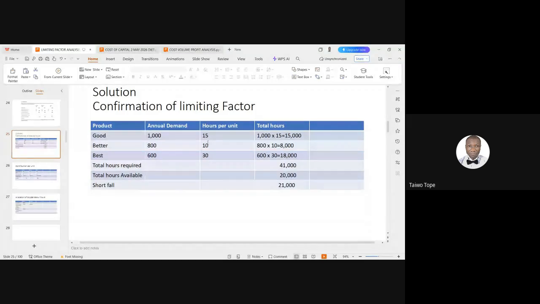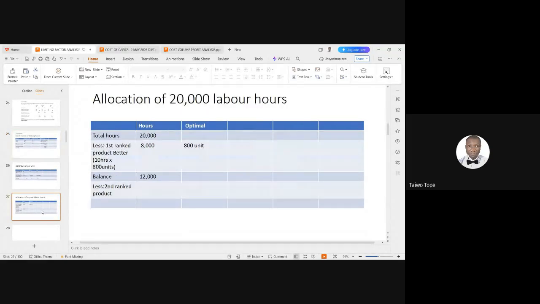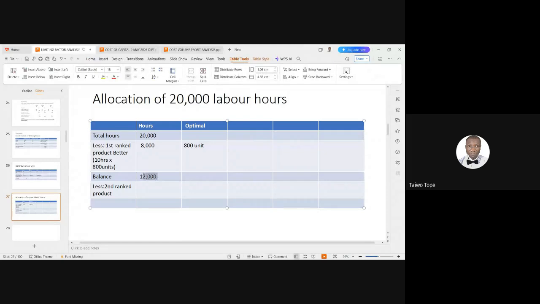Can you tell me, please? How many hours do I need to produce 1 unit of good? 15 hours. So for me to know how many units I can produce using 12,000 hours, what will I do? It's simple mathematics now. You divide 12,000 by 15.